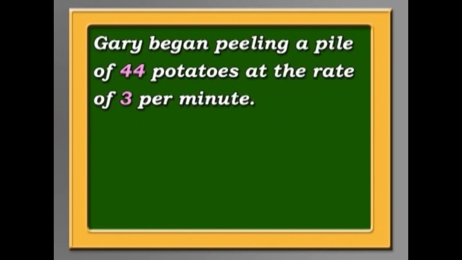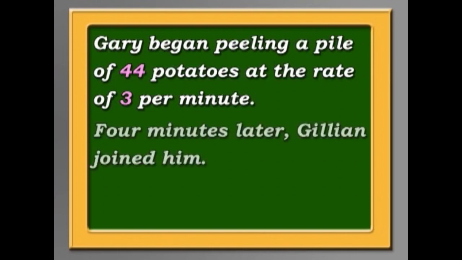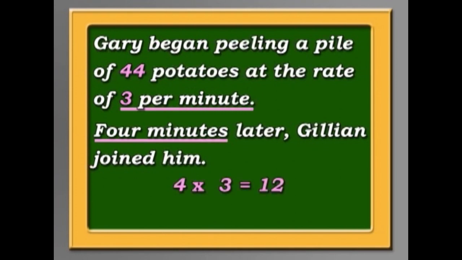Gary began peeling a pile of 44 potatoes at the rate of 3 per minute. 4 minutes later, Gillian joined him. That means he was peeling for 4 minutes at the rate of 3 a minute. 4 times 3 is 12. So he had already peeled 12 potatoes. 44 minus 12 is 32. Now there are 32 potatoes left to peel.